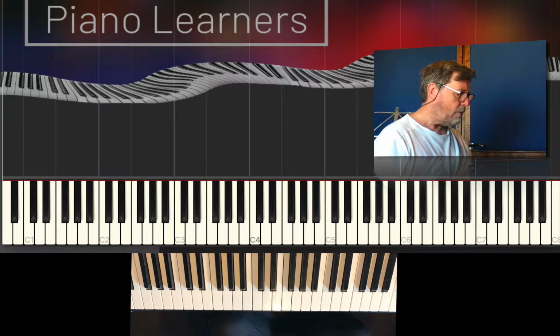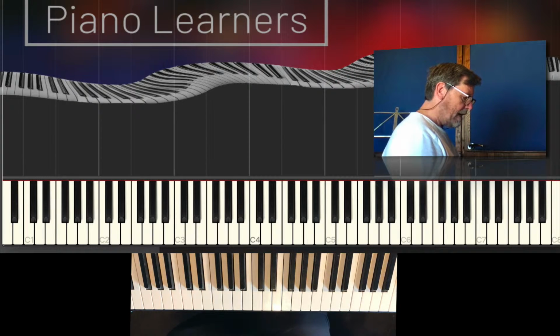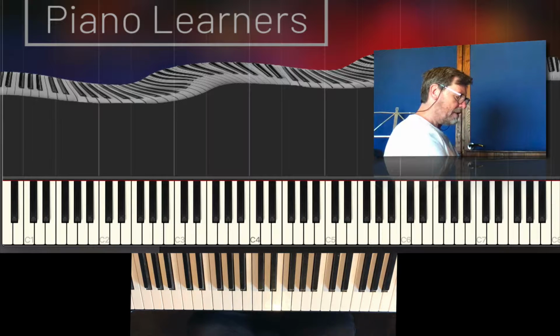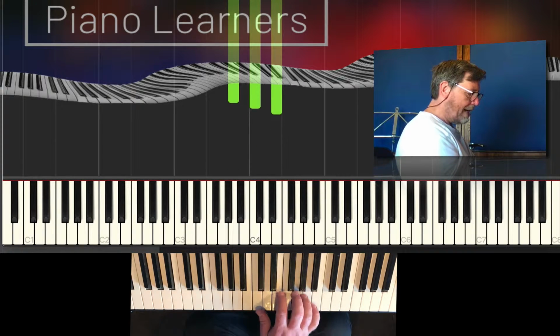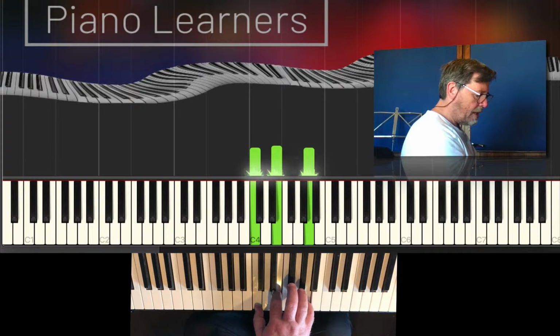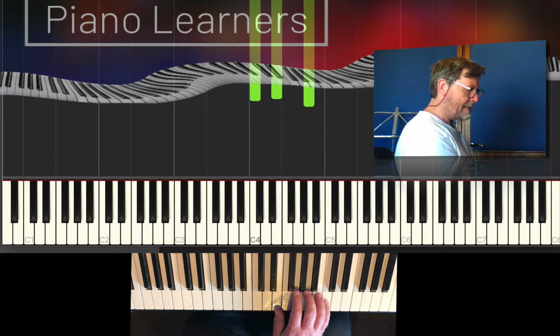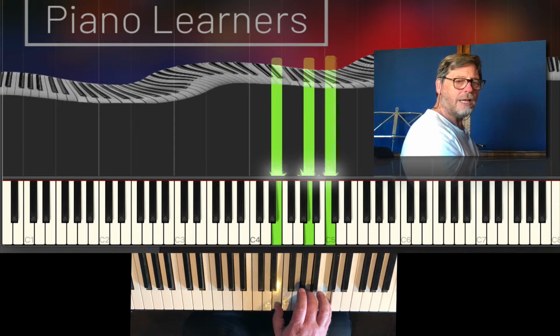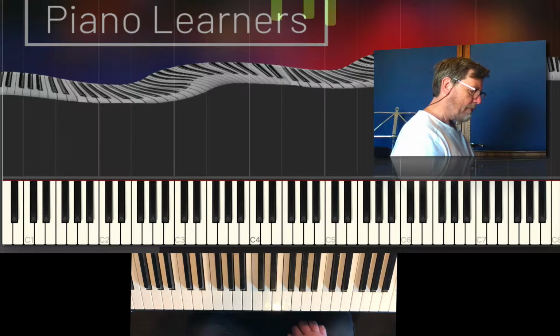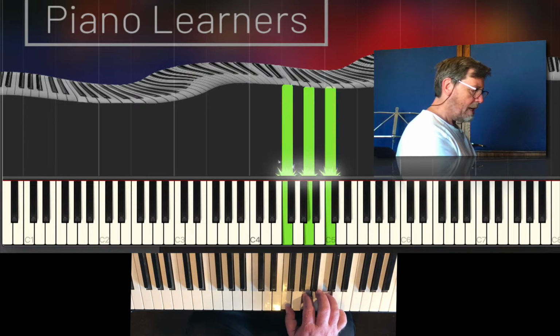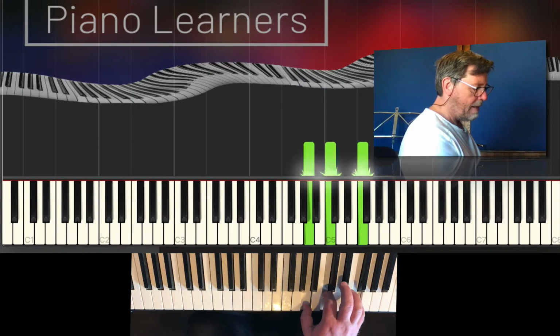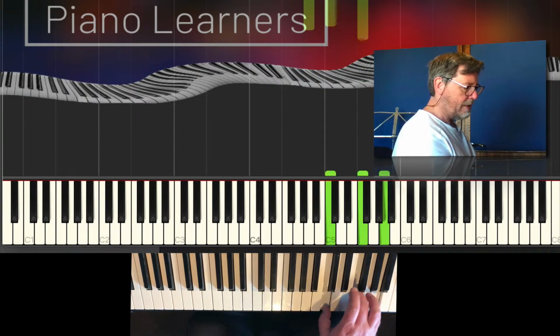Now this can be done with any of the chords. Let's take A minor for example. A minor in its root position, or A minor in its first inversion, or A minor in its second inversion. F major in its root position, and its first inversion, and its second inversion.